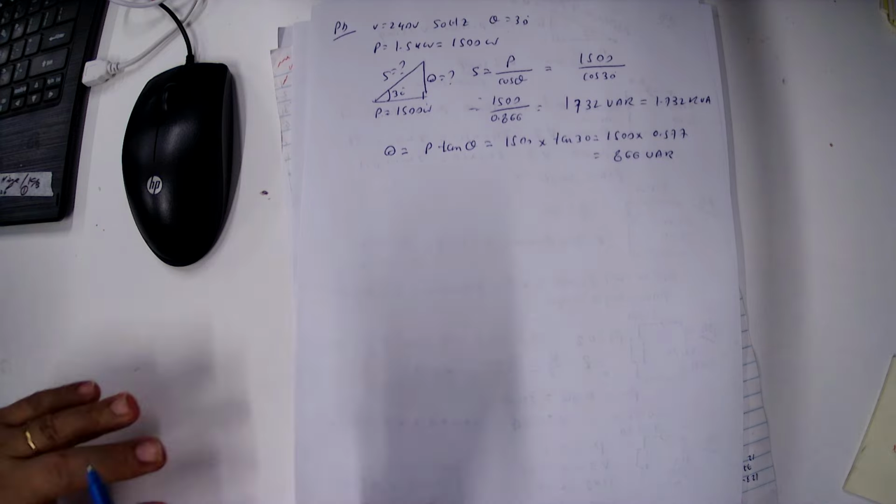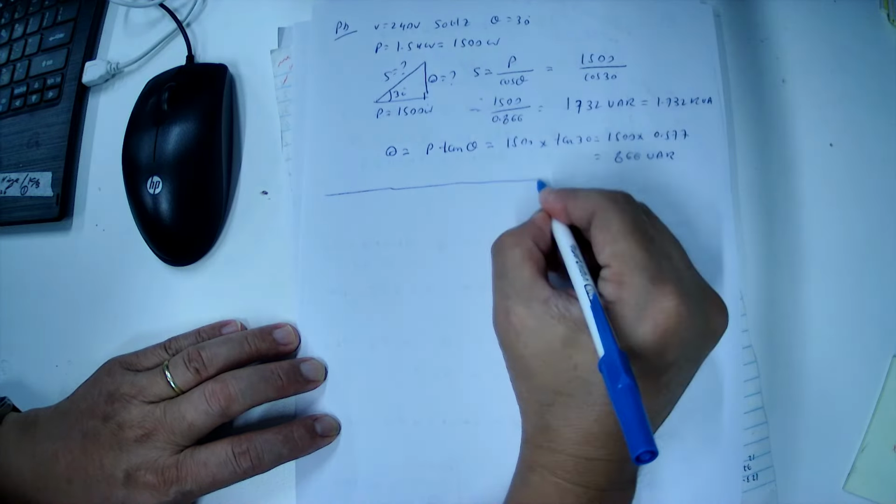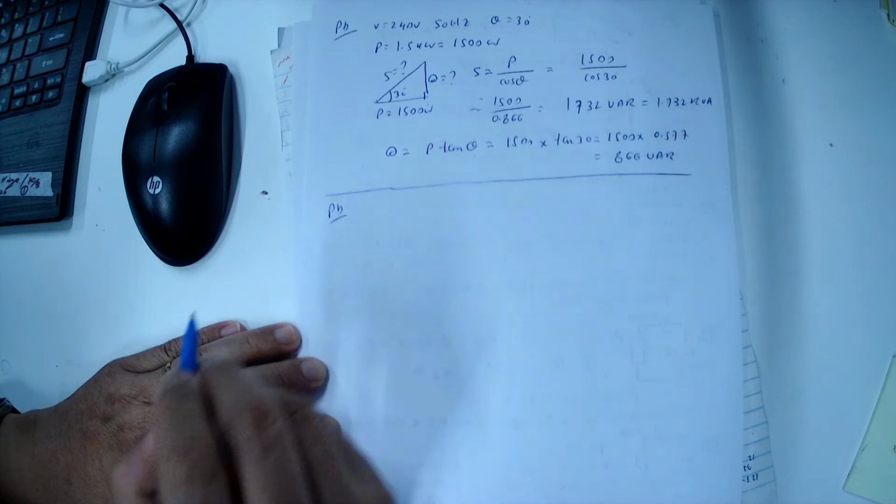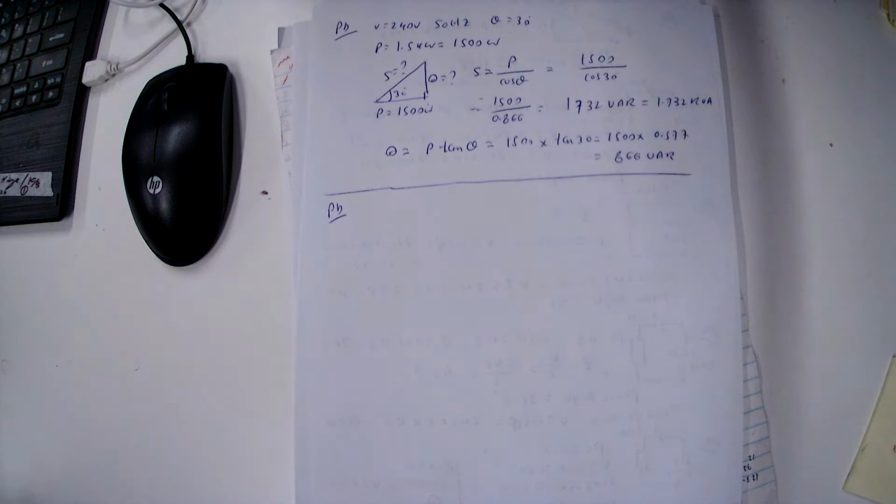Okay, the next problem. A 240 volt, 50 hertz single phase inductive load operates at a constant 2.4 kilowatt input power. We need to determine the current when the power factor is 0.2, and also when the power factor is 0.9 lagging. Both of them we have to calculate.